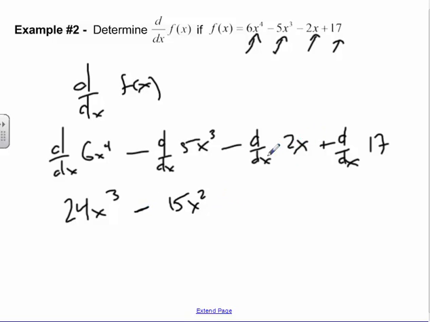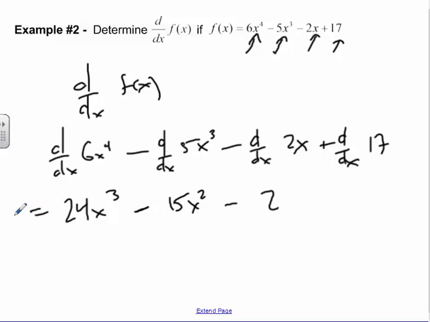Well, then you have to still derive the 2x. Well, 2x is a linear graph with a slope of 2. So the slope of that will always be 2. And then finally, you still also have to derive the 17, and the derivative of a straight line going flat across at y equals 17, the slope of that is 0. I won't even bother writing that.